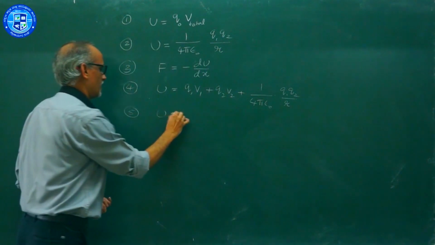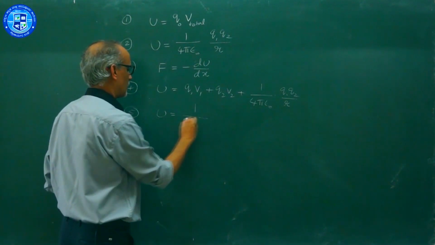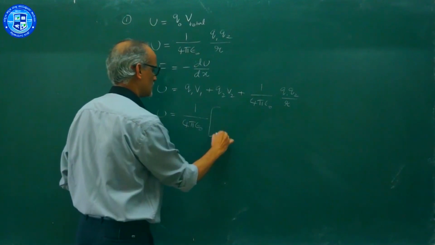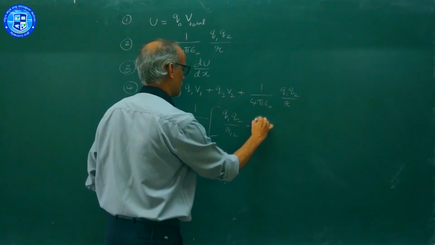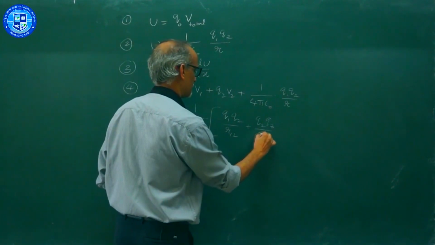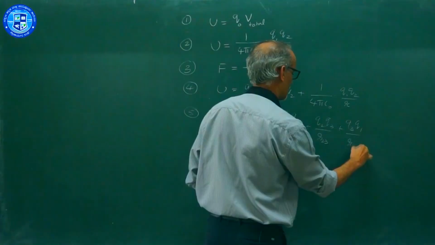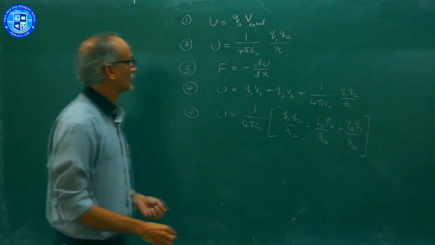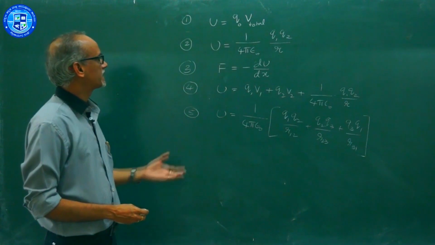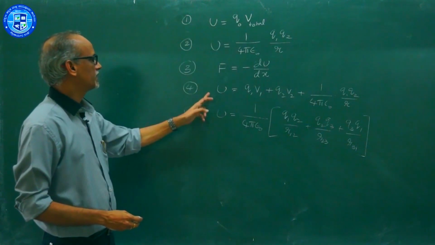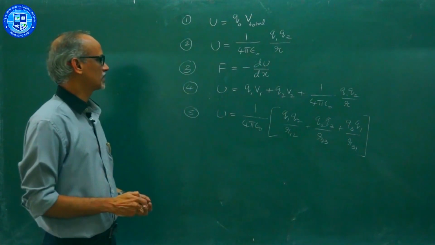And the next, energy stored in the system of 3 charges, that is 1 by 4 pi epsilon naught into Q1 Q2 by R12 plus Q2 Q3 by R23 plus Q3 Q1 by R31. So these 5 equations are important and they are all related to electric potential energy stored in a single charge or in a system of charges.